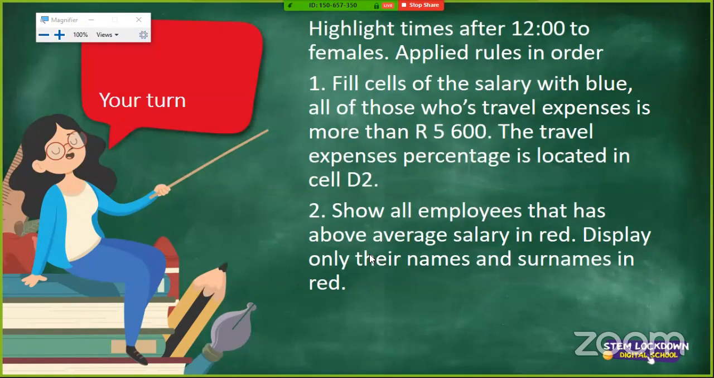Let's do something here. It says there, highlight the times after 12 o'clock to all females. Highlight times after 12 o'clock to females. Apply the rules in order. Okay, let's leave that one for now. Let's just go to the first one because we're working here with times.